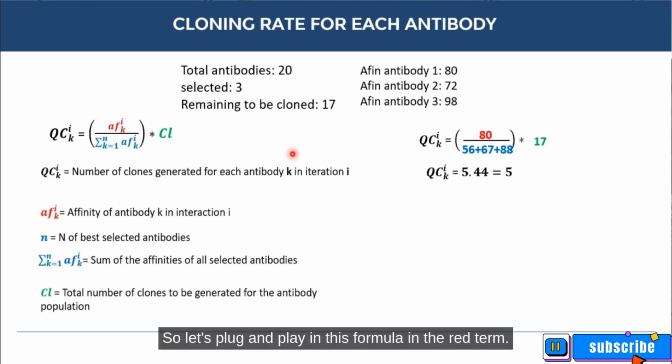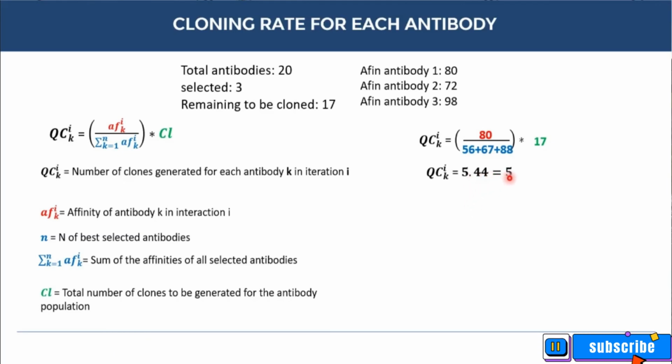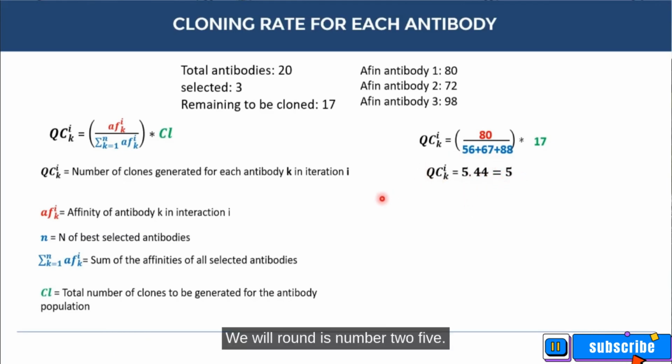So let's plug and play in this formula. In the red term right here, we have the affinity of the first antibody. Here in blue, we have the sum of the affinities of all the best antibodies. And here in green, we have the total number of clones to be generated. As a result, we have 5.44. Because we cannot have floating point numbers, we will round this number to 5.